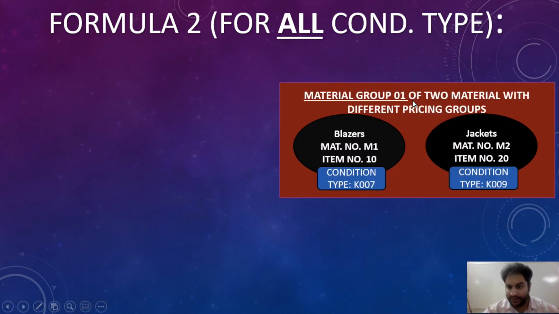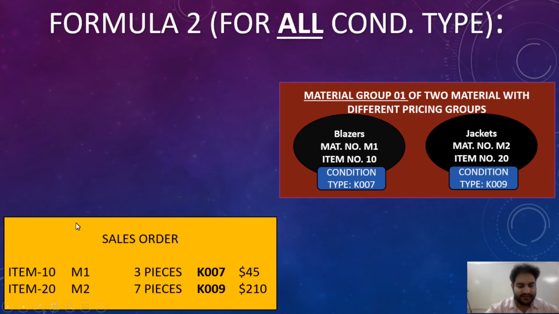See, material group 01 of two materials with different pricing groups. Here also different pricing groups means two different condition records would be there. Blazers are associated with condition type K007 and jackets are associated with condition type K009. Okay. There is a sales order that item number 10 material M1 3 pieces with condition type K007, item number 20 M2 7 pieces with condition type K009. The same condition types are associated, item number 10 for K007, item number 20 K009, and same in the sales order we have written here.